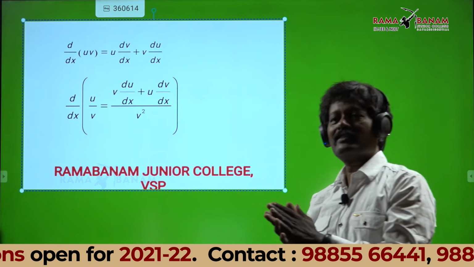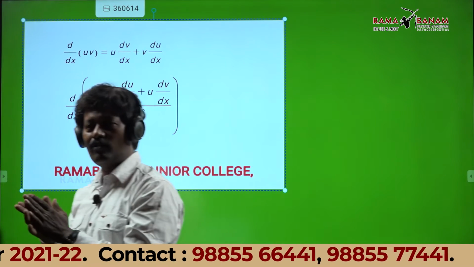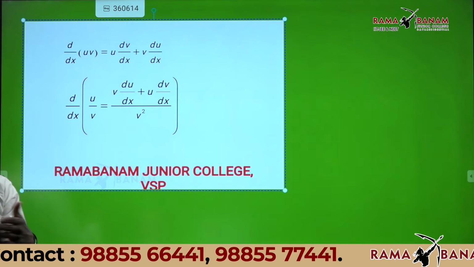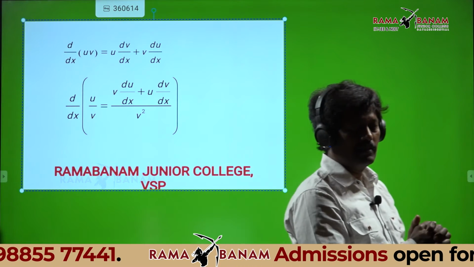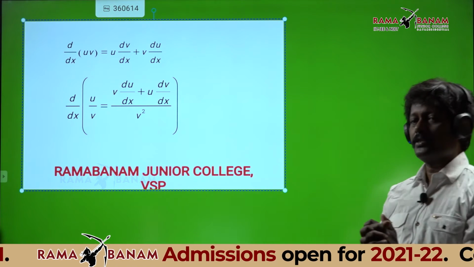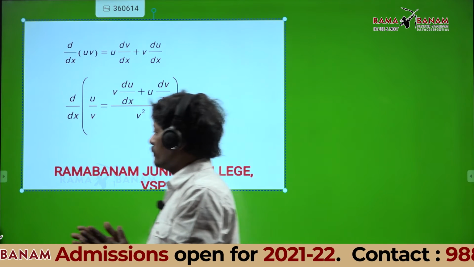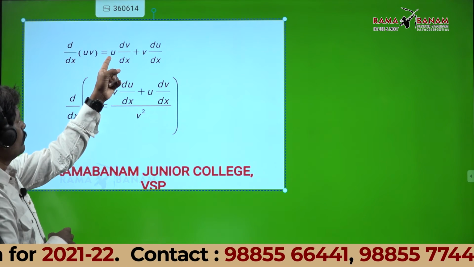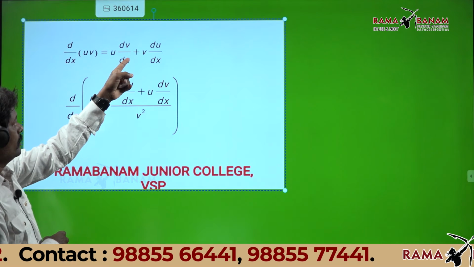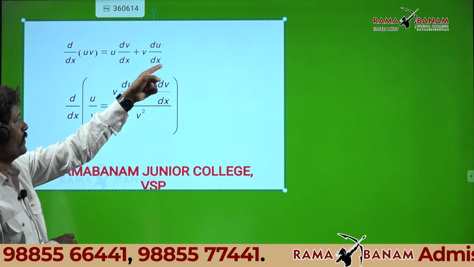It looks like maths class, but we are doing physics only. All these are important for those who miss these classes. They are losing very much. So for a product of two functions, if you want the derivative, it is the first function into the derivative of the second plus the second function into the derivative of the first.